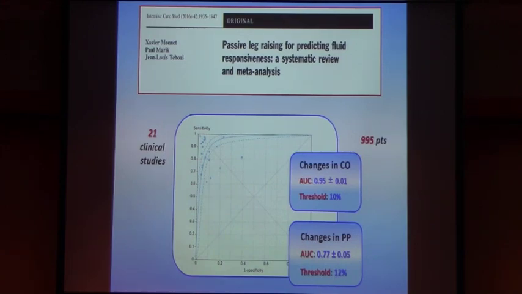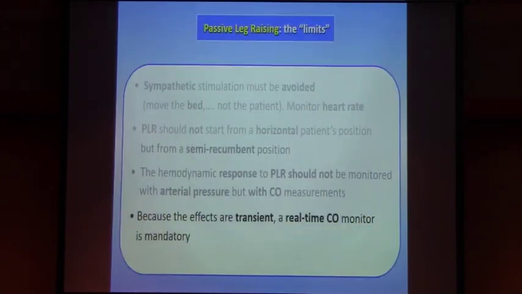The area under the ROC curve is 0.77. For some people it's not so bad. For me it's bad. And the specificity was 12%. So it is better to rely on changes in cardiac output.